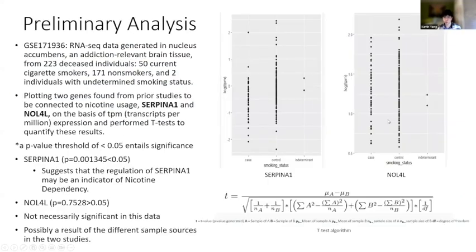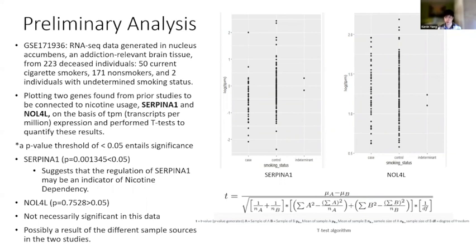So this is the kind of preliminary analysis I did. The data I looked at was GSE171936, and this is RNA-seq data generated in the nucleus accumbens. The nucleus accumbens is a very addiction-relevant part of the brain, which makes it a good place to study nicotine addiction. And this data set included 223 deceased individuals: 50 current cigarette smokers, 171 non-smokers, and 2 individuals with undetermined smoking status.